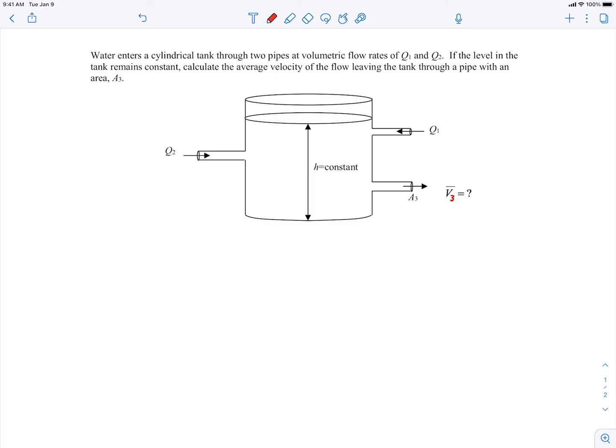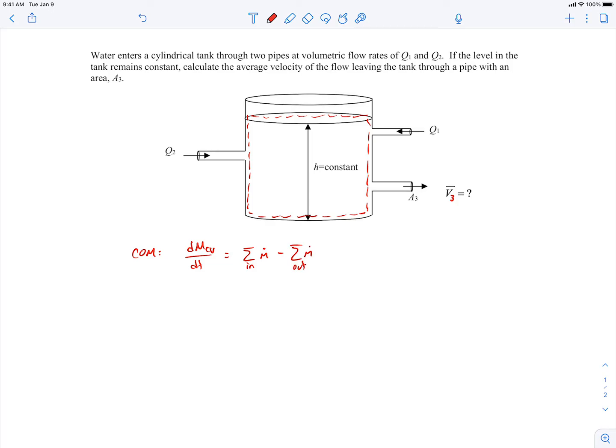So this is going to be a conservation of mass problem. I'm going to draw a control volume that surrounds the water inside the tank. And I'll apply conservation of mass to that. So the time rate of change of mass inside the control volume will equal the rate at which mass is coming in minus the rate at which mass is going out.